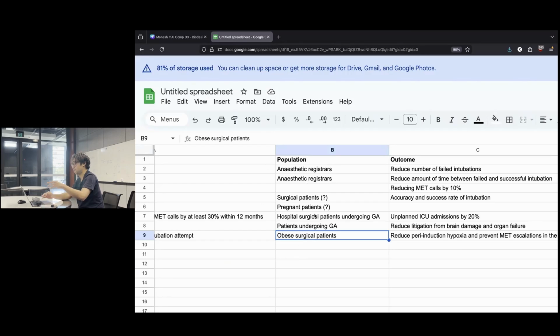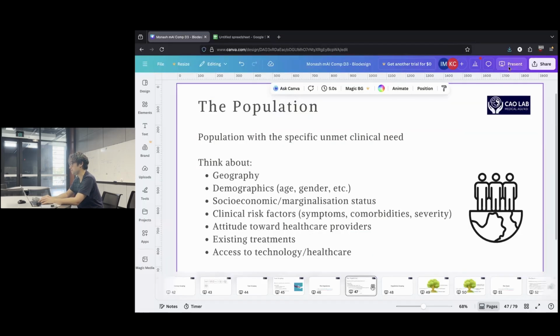Now, you don't want to just narrow it down randomly, right? You have to be very specific about how you're narrowing it down, right? There has to be a reason why you chose obese patients or pregnant patients. There has to be some kind of rationale behind it.